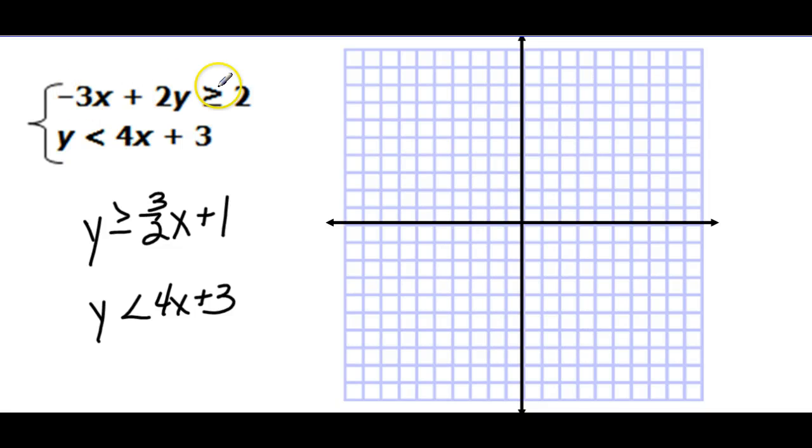The top one I had to put in slope-intercept form by adding 3x to both sides and dividing everything by 2. So I'm going to start at 1. My slope is 3/2, which is up 3, right 2, up 3, right 2. This one's going to be a solid line because it has the or equal to. And it's greater than, so I am going to shade above.